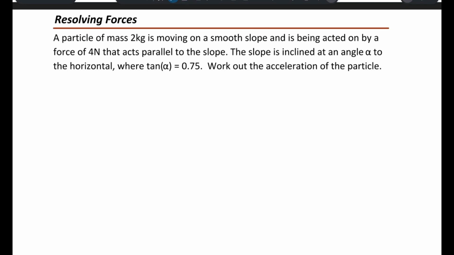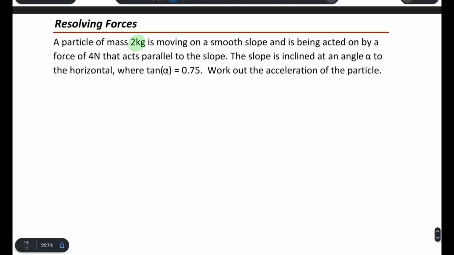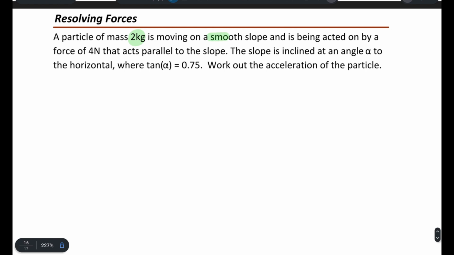Have a go. So you've been told a particle of mass 2 kilograms is moving on a smooth slope, so there's no friction to worry about. It's being acted on by a force of 4 newtons, which is parallel to the slope. The slope is inclined at angle alpha, and tan alpha is 0.75. Work out the acceleration. The fact that it's asking for acceleration means that we're probably going to end up using F equals ma, because we've got some forces given to us as well.